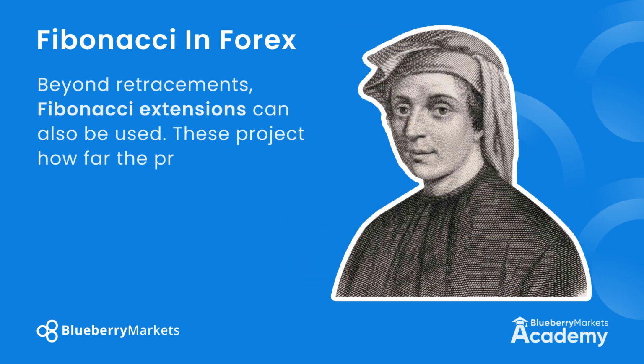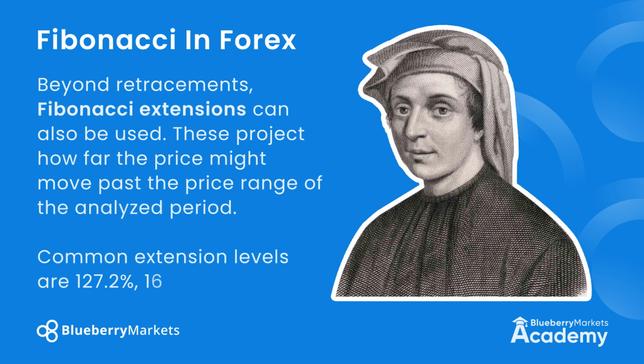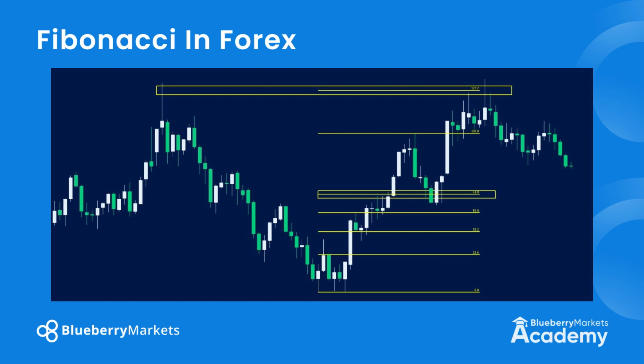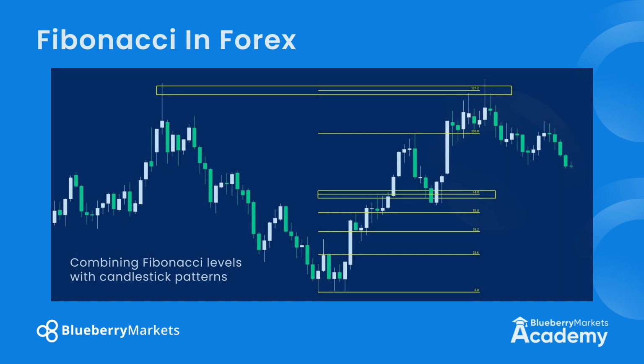Beyond the retracements, Fibonacci extensions can also be used. These project how far the price might move past the price range of the analysed period. Common extensions levels are the 127.2 and the 161.8. Like all trading tools, Fibonacci retracement levels are best used in conjunction with other forms of technical analysis. For instance, combining Fibonacci levels with candlestick patterns.